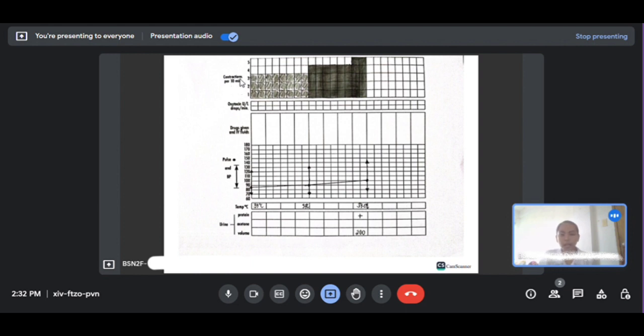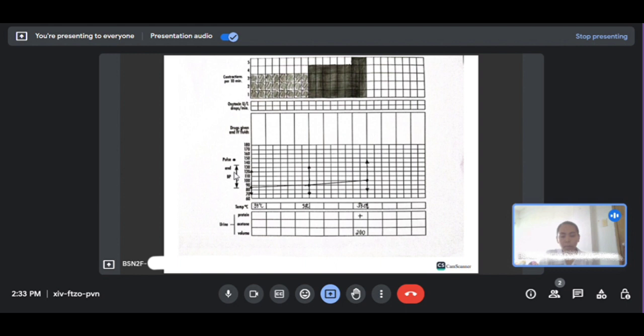So as you can see, for the contractions upon admission, there are 3 contractions per 10 minutes, and each lasts for 35 seconds. For the next 4 hours, there are 4 contractions per 10 minutes and each lasts for 45 seconds. For the next 4 hours, there are 5 contractions per 10 minutes, and each lasts for 55 seconds, which is normal.